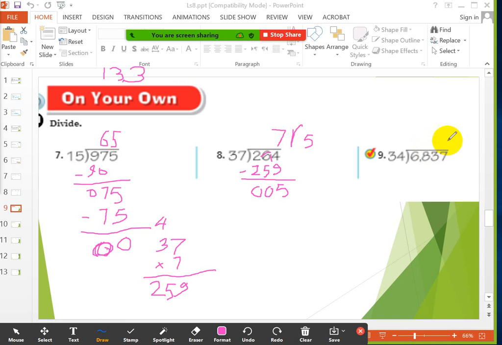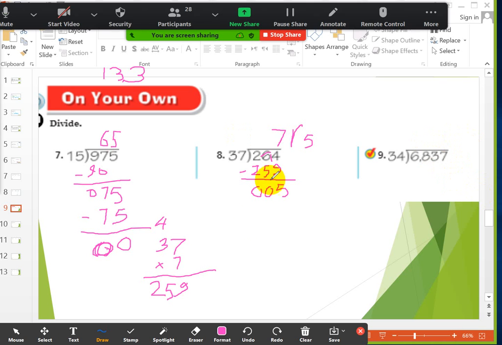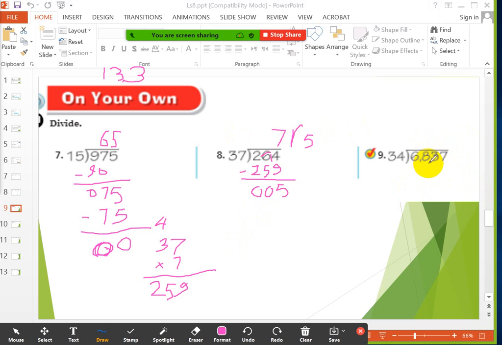Let's divide 6,837 by 34. I will take the 6, I can't divide it by 34, so I will take the 8. 68 divided by 34. How many 34s in 68 do you think? I think it's 2. Very easy, thank you. So it will be 2 in the hundreds digit.